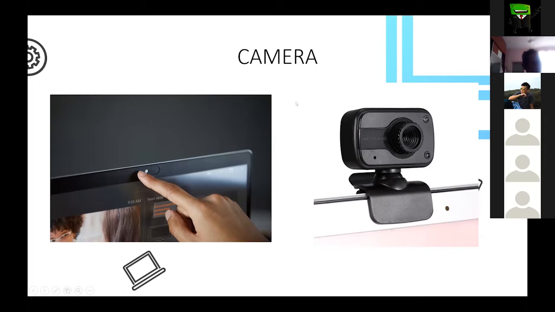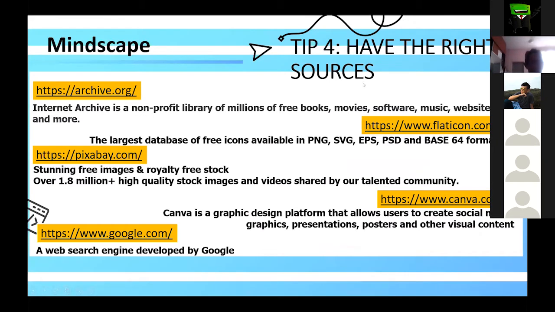So now I'll be going over to my next tip, which is have the right sources. These are the sources I basically recommend for you when teaching, or for your students to use during assignments or projects. There are five sources: archive.org, Flaticon, Pixabay, Canva, and Google. I'll show you what the websites look like.